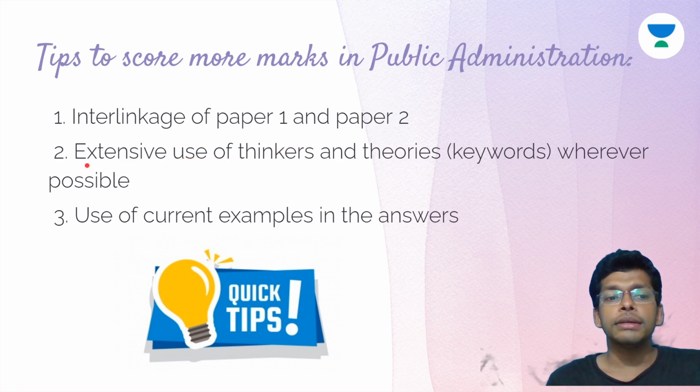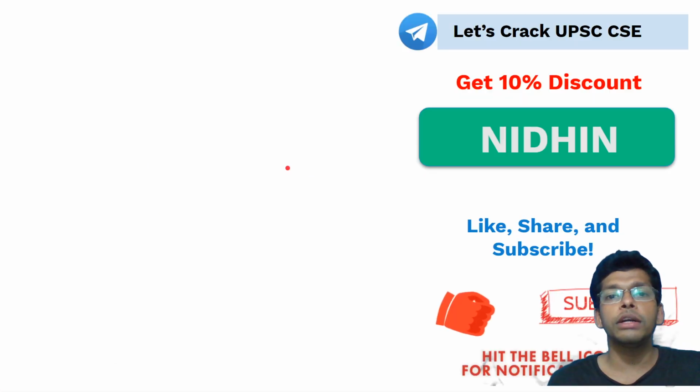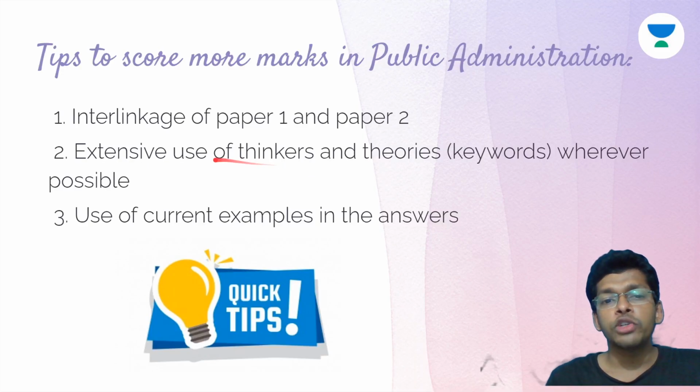Now, the second point, which I already told you, is extensive use of thinkers and theories wherever possible. Wherever you can insert a thinker, try to insert it. Let it be any question, any paper. Wherever you see the scope of inserting a thinker, do it. I'll show an example of how to do it. The third point is use of current examples in the answers. So I'll tell you an example of how to use these thinkers with current examples.